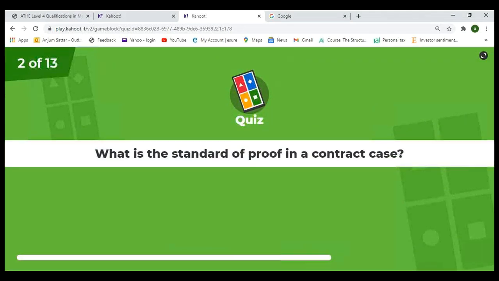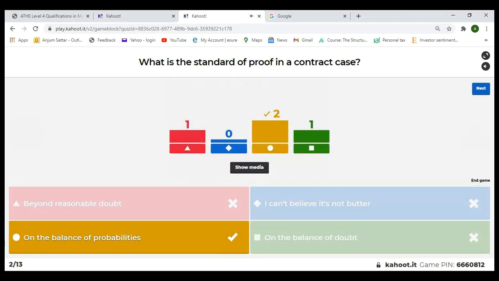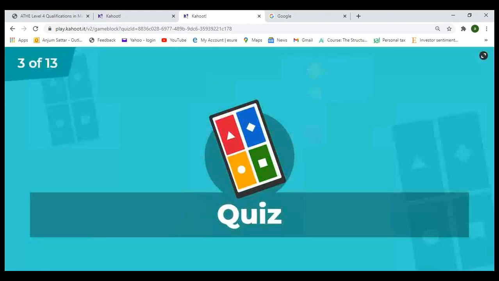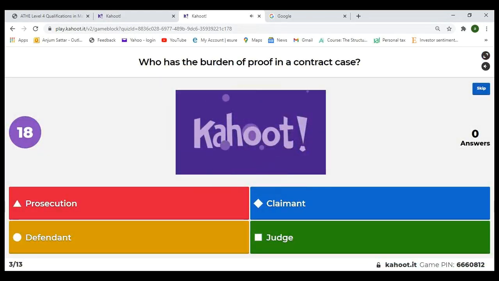Next. What is the standard of proof in a contract case? Don't worry, this is just a game. You put yellow. I got it wrong. I'm pants at this game. Really no problem. People are picking now. Next. Who has the burden of proof in the contract case? Like who will provide the proof?